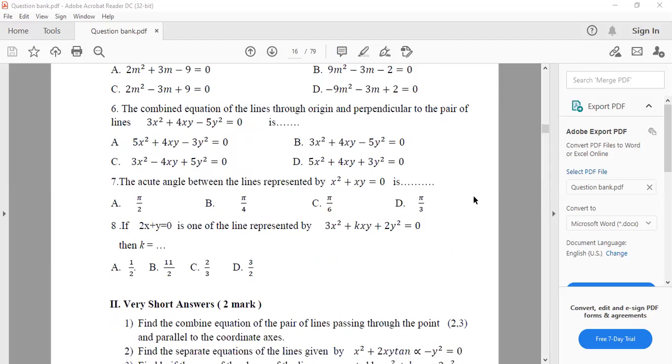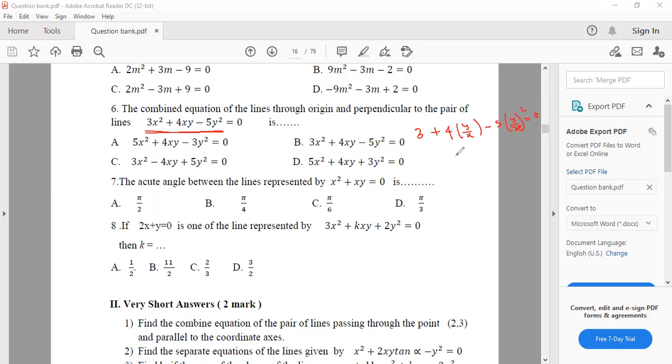What is the next one? Find the acute angle between the combined equation of lines through the origin perpendicular. This is the one I told you. What is the combined equation of the line which is perpendicular to this? What should I do? Sir, first make it auxiliary, then y by x, instead make it minus x by y.